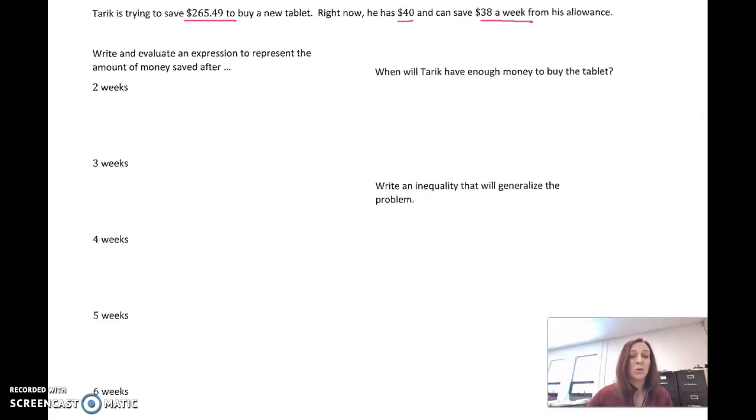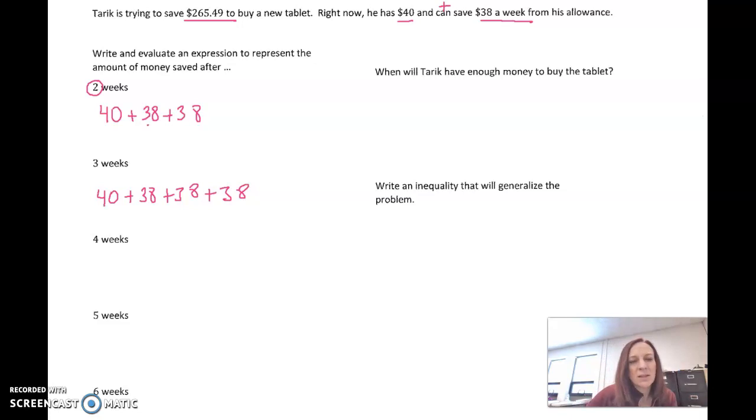Okay, so we know he has already saved the $40. In addition to that, so I'm going to put a plus sign, he can save $38 every week. So after 1 week, he saved $38, but this is 2 weeks, so he saved another $38. Right here, 3 weeks, $40. He saved the 38 from the first week, the 38 from the second week, and the 38 from the third week. I don't think we want to keep writing all those 38s down.